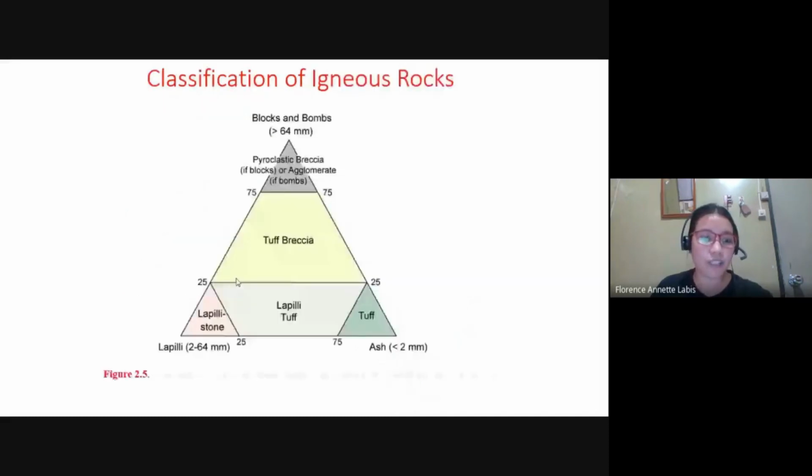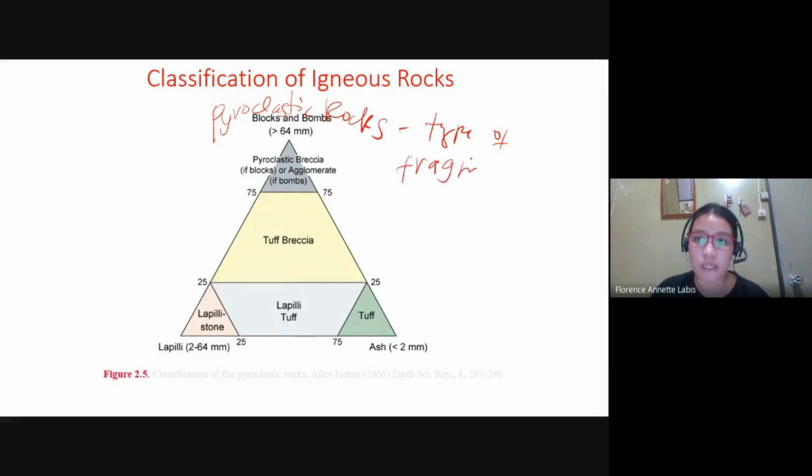And now for pyroclastics. This is the classification of the pyroclastic rocks. So when we say pyroclastics, these are typically classified on the basis of the type of fragmental material. I'm going to write faster now. And what are the fragmental materials?